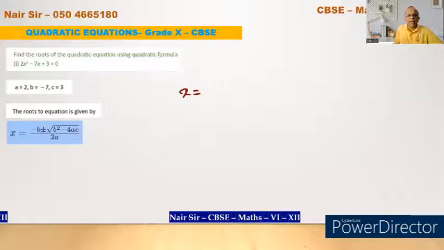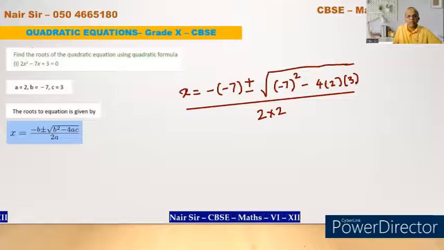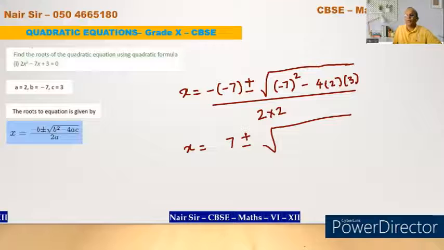X is equal to minus B, very careful, plus or minus root of B square minus 4AC. A is 2 and C is 3, upon 2A. The first time I'm going to do it slowly so that you know exactly what I'm doing. All right. Now X is equal to minus integer 7 plus or minus square root of minus 7 into minus 7.